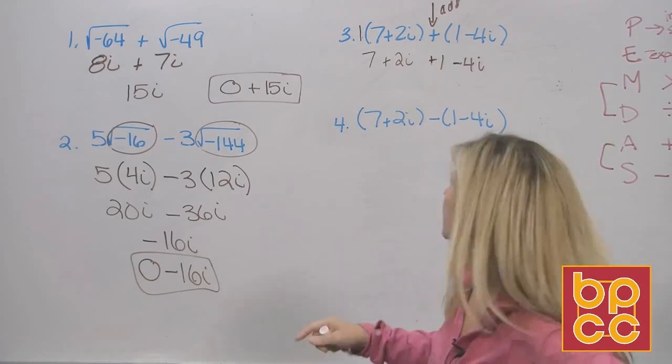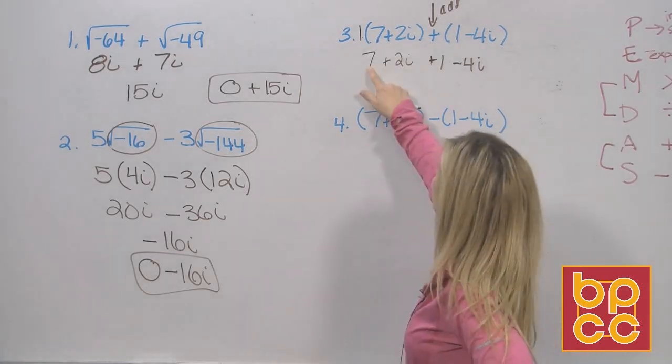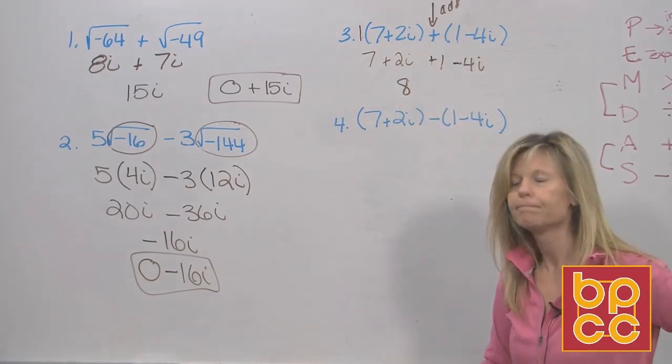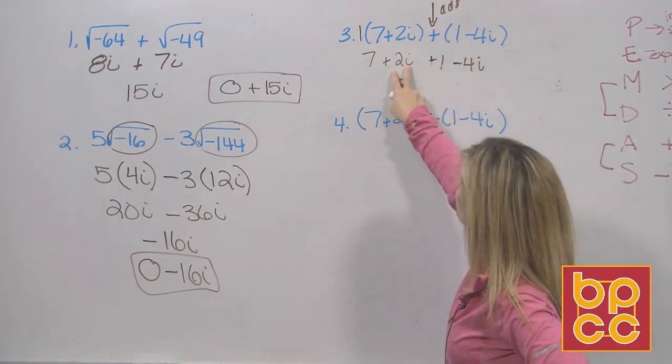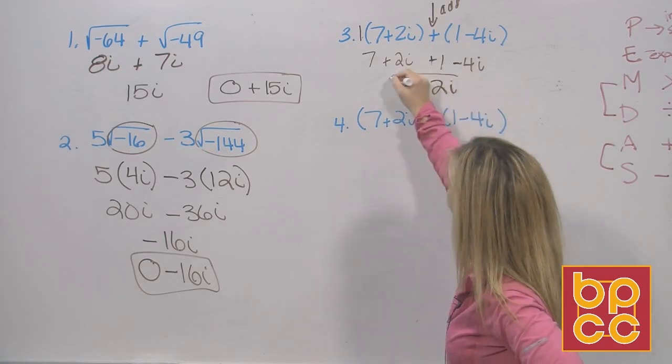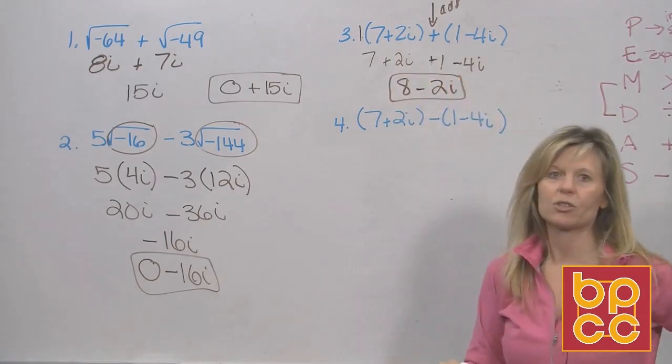If you look closely, you have 2 numbers that are real. 7 plus 1, that makes 8. Then you have your imaginary numbers. 2i minus 4i is negative 2i. And that would be your answer.